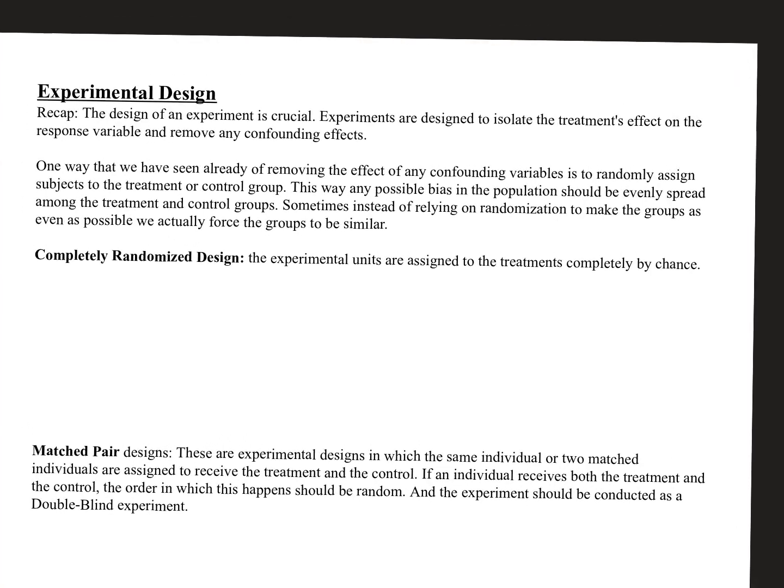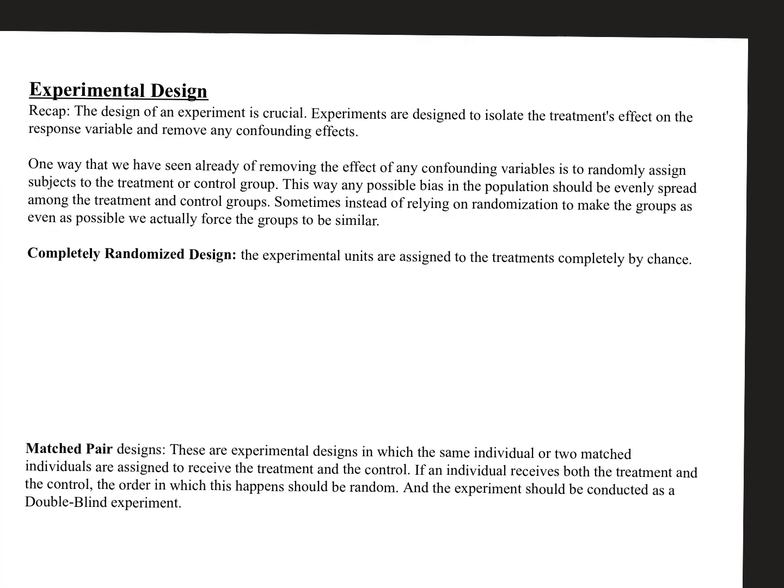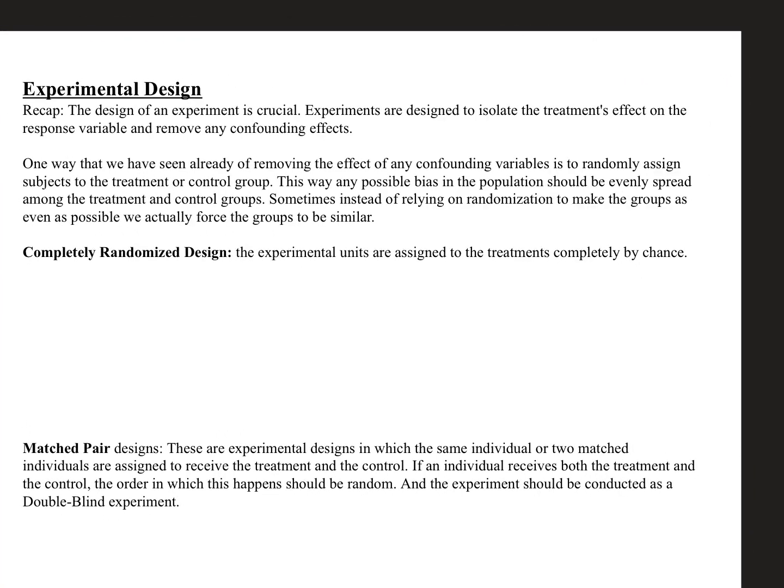Next thing we're going to discuss are different types of experimental design. So we've already talked about one, the completely randomized design. We looked at an example of that, but it's not the only way to look at an experiment. The way you design an experiment helps remove any confounding effects, but it also affects any conclusions we can make if we look at different groups.